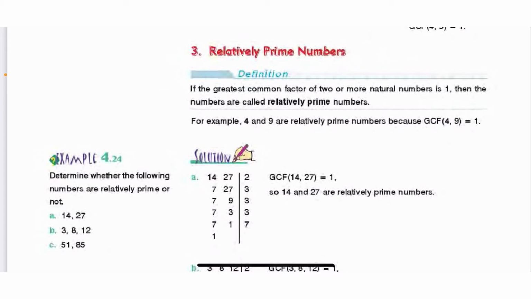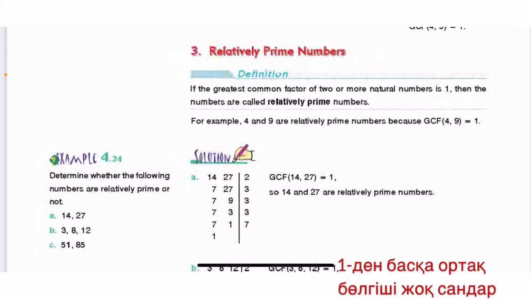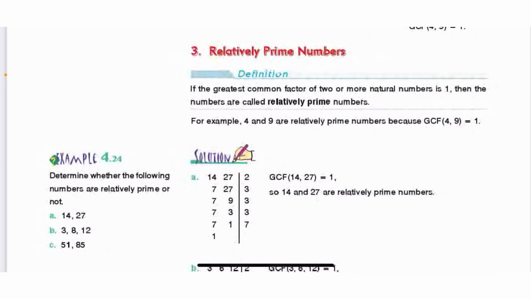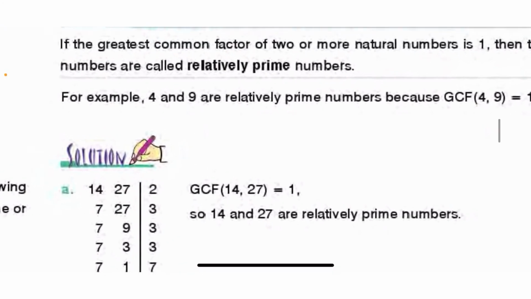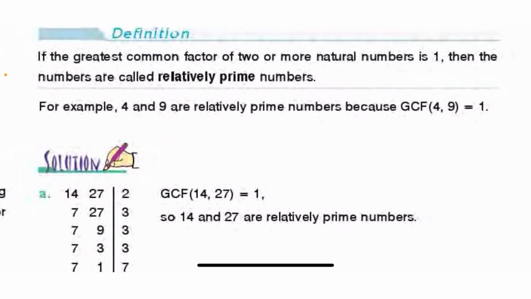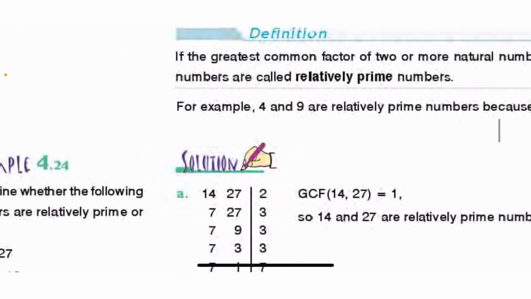If the greatest common factor, GCF, of two or more natural numbers is only 1, then the numbers are called relatively prime. So when two numbers have only one common factor, 1, and nothing else, they are called relatively prime. For example, 4 and 9 have no common factors except 1. The GCF of 4 and 9 is 1.